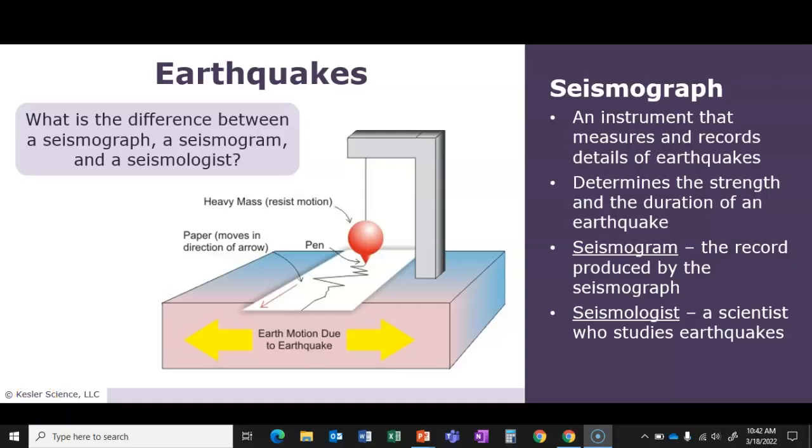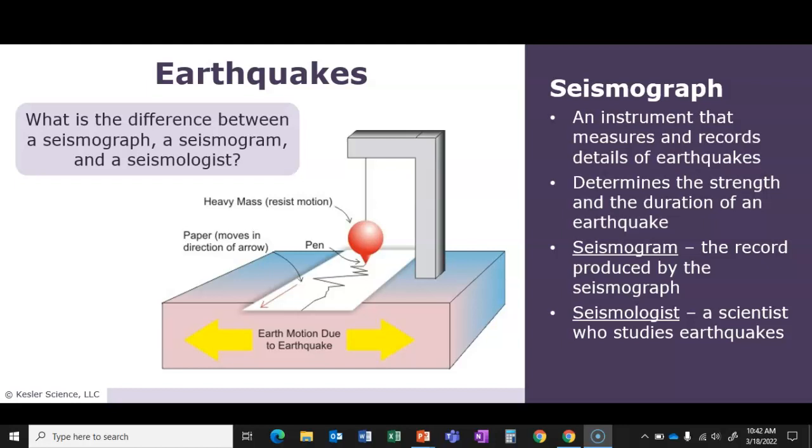All right, so that was a pretty brief video. It didn't go into a lot of detail, but hopefully it gives you a little bit of an idea of what a seismograph and a seismogram are. So in your notes here, a seismogram, of course, is an instrument that measures and records the details of earthquakes. And you got a little bit of a visual in the video of how that worked.